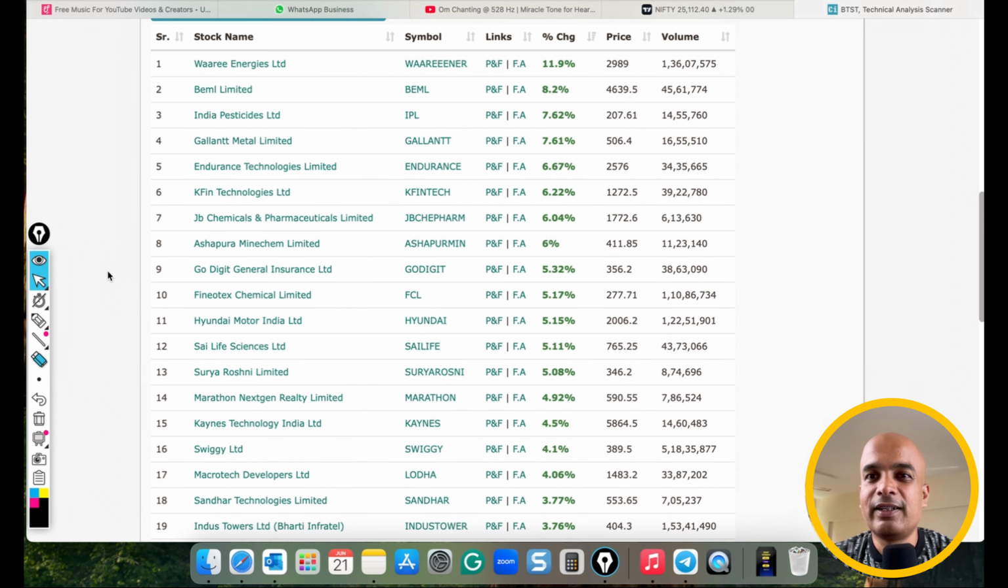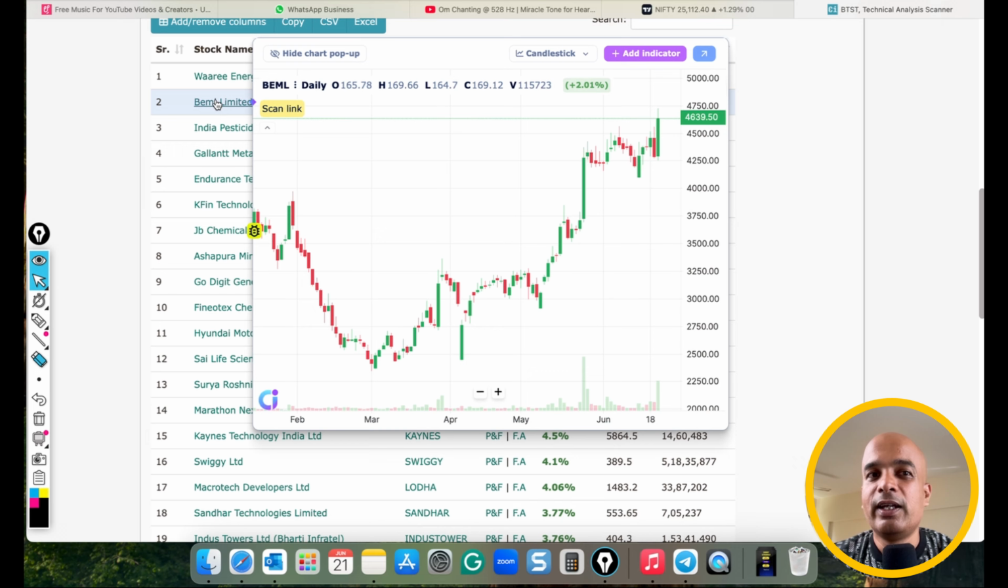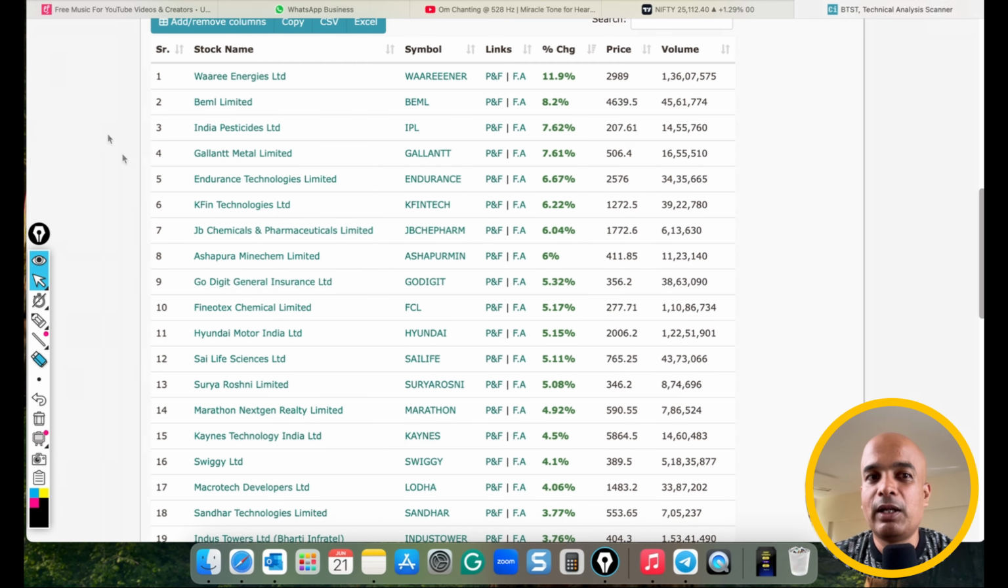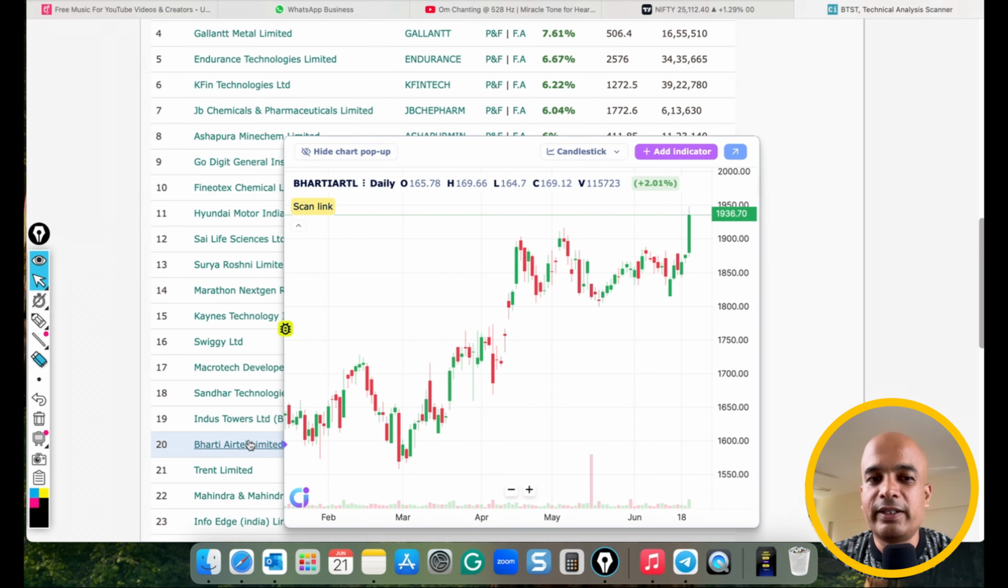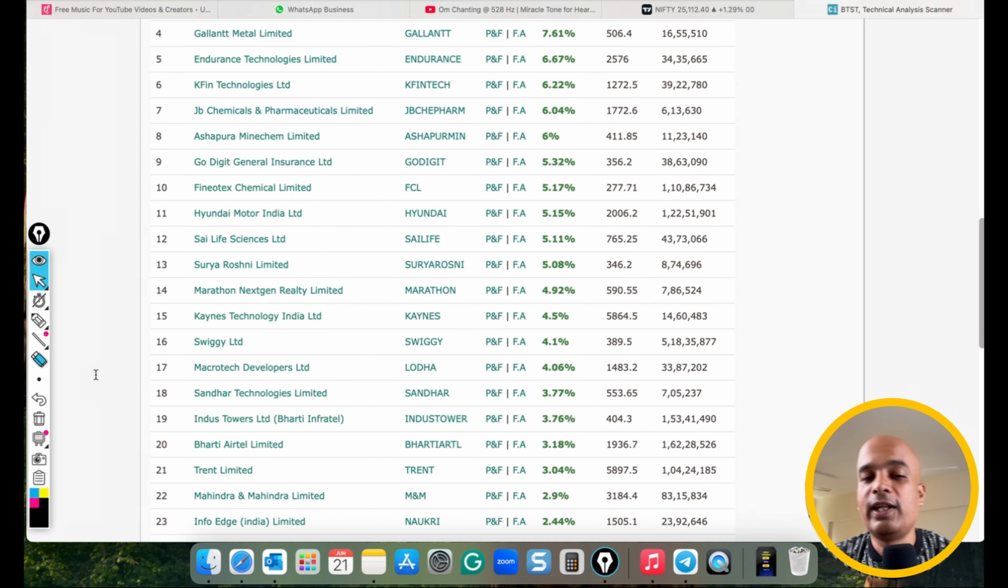So I would suggest, instead of these small caps and mid cap stocks, I suggest only the large cap stocks like BML or Bharti Airtel. I suggest to use only large cap stocks instead of small cap, mid cap. Definitely you will get good moves even in small cap, mid cap. If you're trading only in equity, then it's fine, you can take trades in small cap stocks also. But if you're trading in options buying or futures, then I suggest to trade only in large caps.